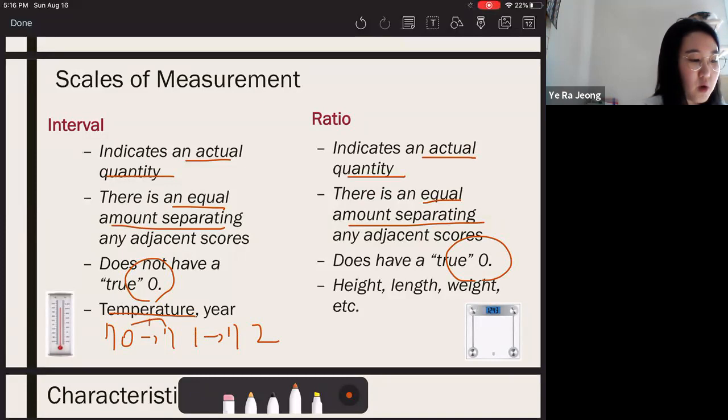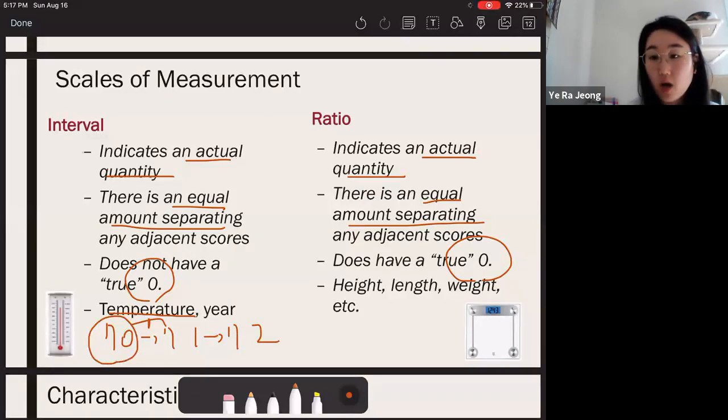Each distance of 1 represents the temperature of 1 degree. So it's equal distance, and the number 70 represents the amount of the temperature. But there's no true zero in temperature. If something is 0 degrees, it does not mean absence of temperature or absence of heat or absence of cold, right? It just simply is another indicator, another amount of the temperature.